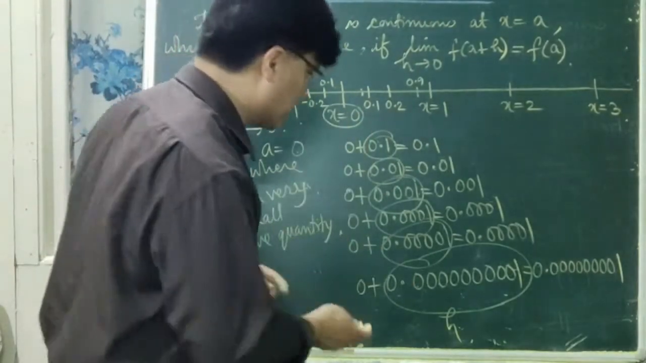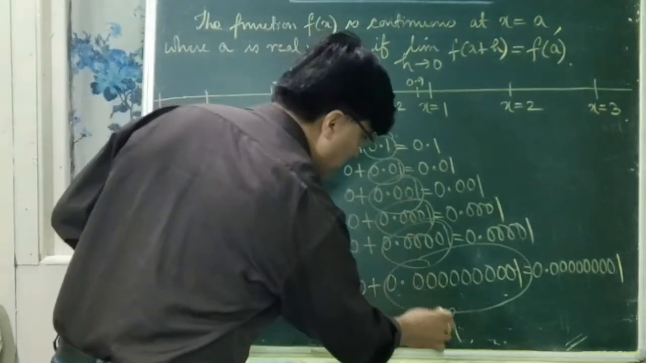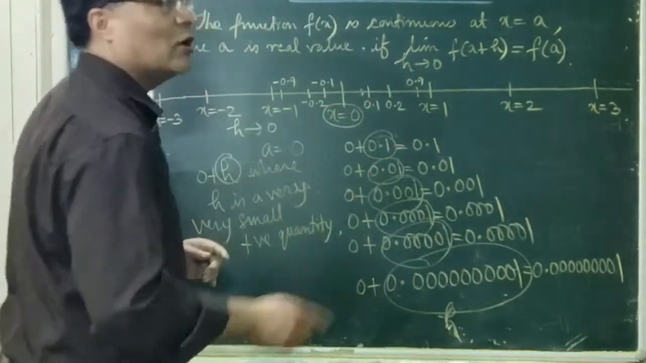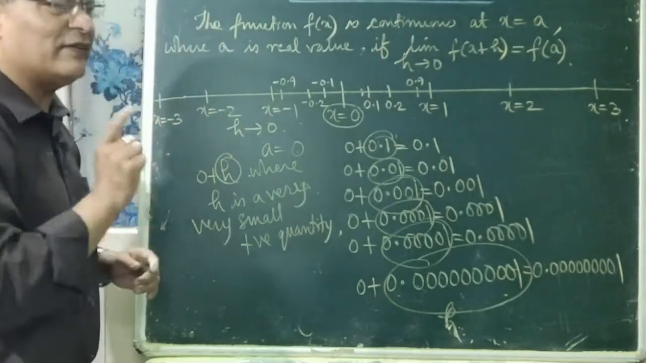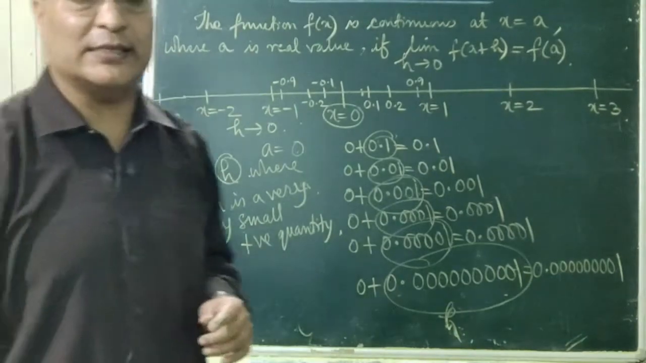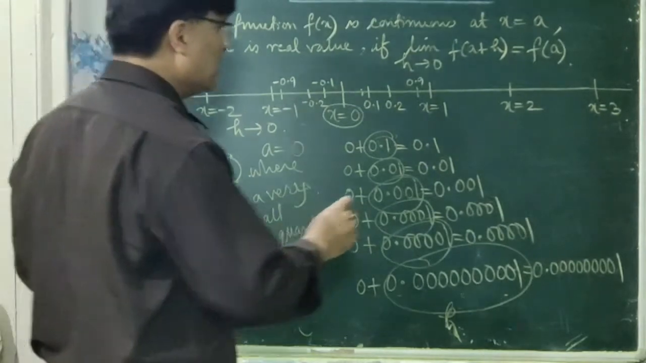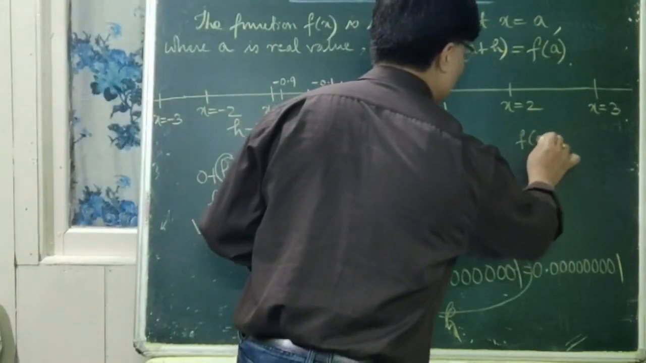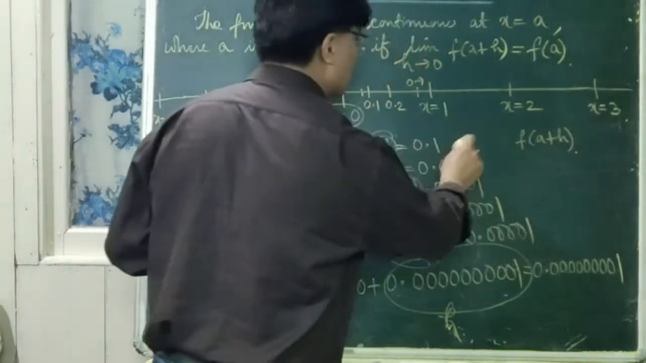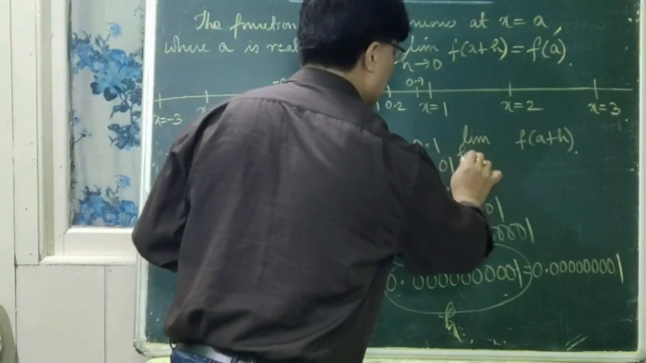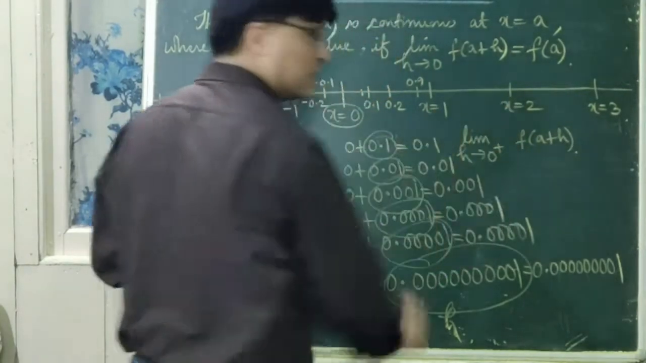To avoid confusion, instead of all of these we write h, where h is a very small positive quantity. I think you have understood it. That is, in this case f of a plus h is written as limit h tends to 0 plus.